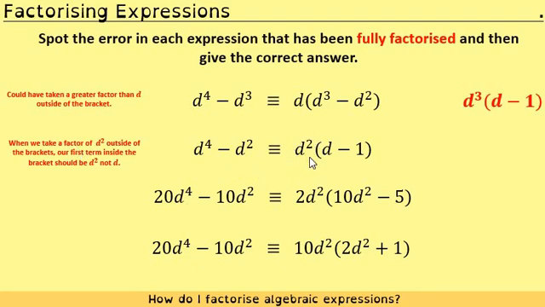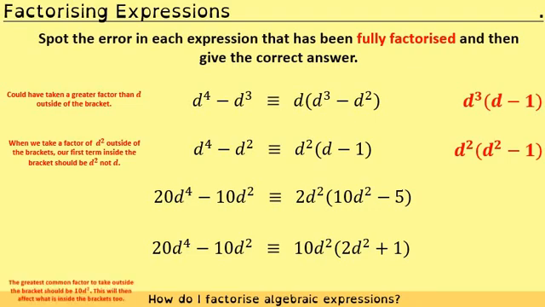Okay, next one, the mistake here is that when we take a factor of d squared outside of the bracket, so that was the correct choice, that was the greatest possible factor to take out, the d squared. But when we take out a factor of d squared, our first term inside the bracket should be d squared and not d. So it's this here that's the mistake. When we take a factor of d squared outside of the bracket, d to the power of 4, take out d squared, or 2 of those, leaves me with 2 left. So I should have d squared here, rather than just 1d. So d squared bracket d squared take away 1 is the correct answer.